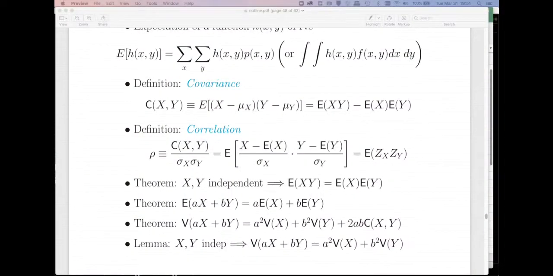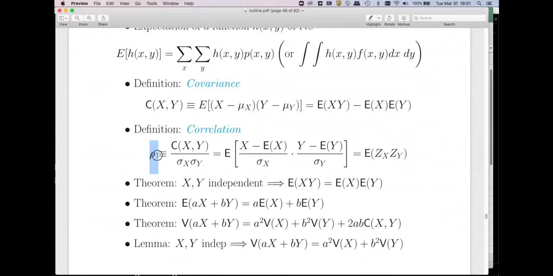I'd like to now talk about correlation coefficients. Correlation coefficients are usually denoted by the Greek letter rho. Okay, so that is a Greek letter rho. It's not a funny P. It's the Greek letter rho. And the definition of a correlation coefficient is the covariance divided by the product of the standard deviations of the two variables.